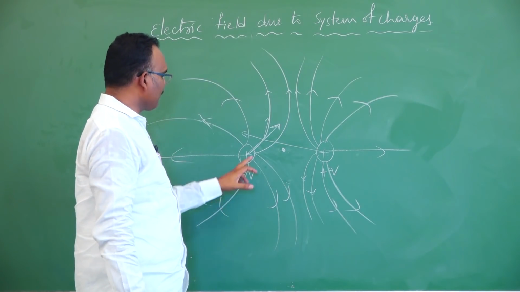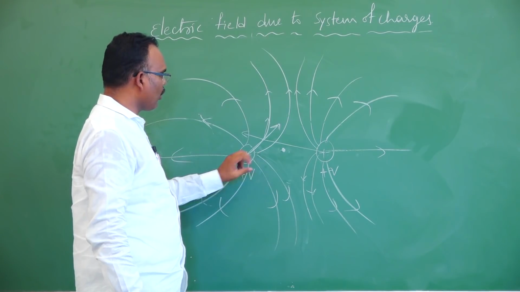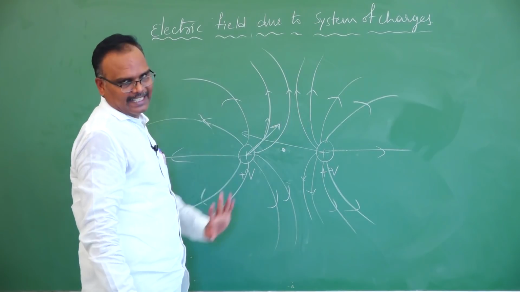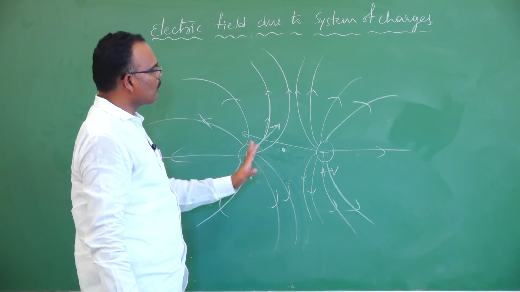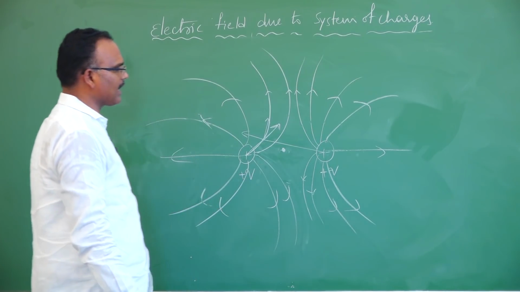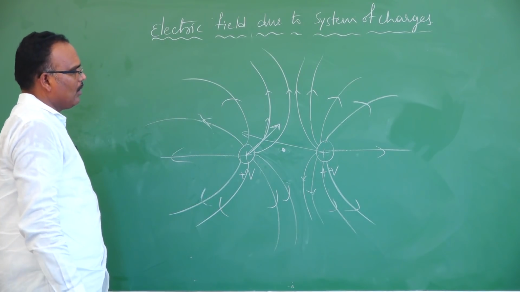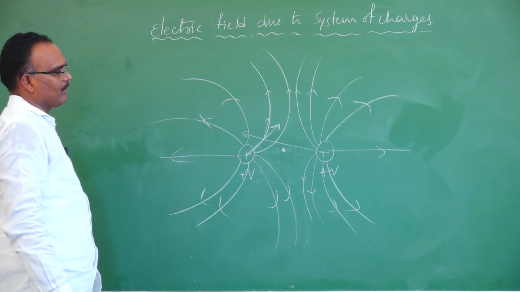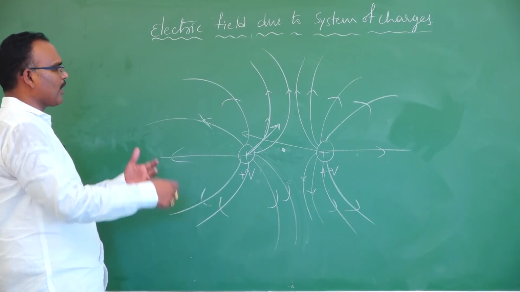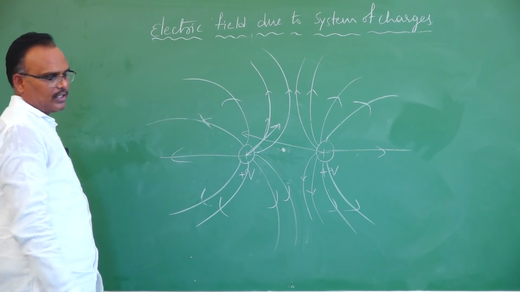In all the diagrams you see, I have drawn the field lines in such a way that they are not intersecting. Usually electric field lines never intersect. That we will see in the properties of electric field lines. This is the field diagram for two positive charges. Like that you can draw any combination.